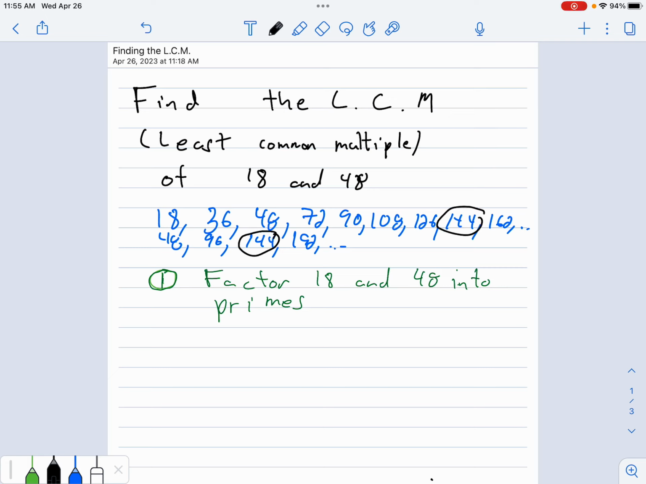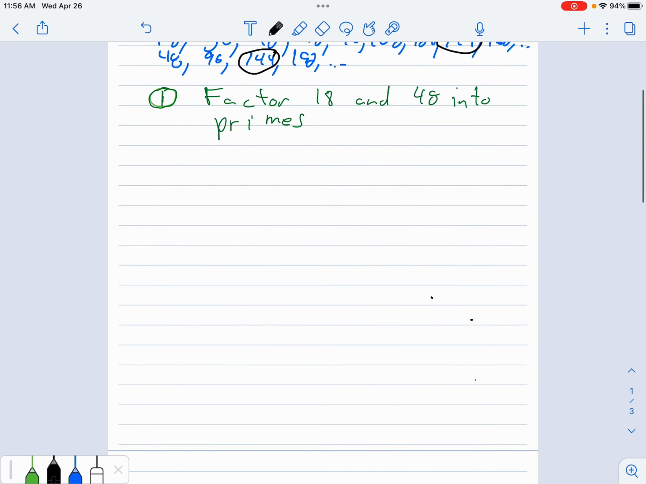These numbers would have an infinite number of multiples in common, but this would be the smallest one between them. Okay, 144. So that's the answer, and that's one way of doing it. However, the disadvantage of this method is that you have to list out all these numbers, which in cases where the numbers are really large, maybe a 3-digit number, wouldn't be very helpful or plausible. It's not going to work out too well.